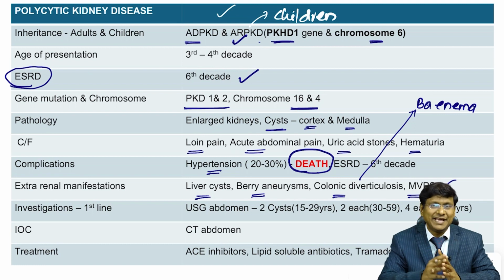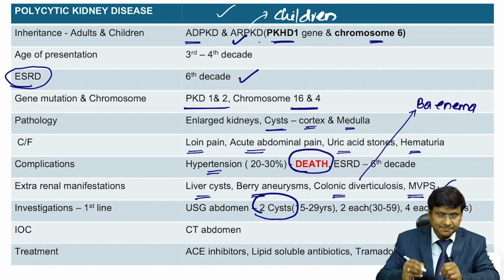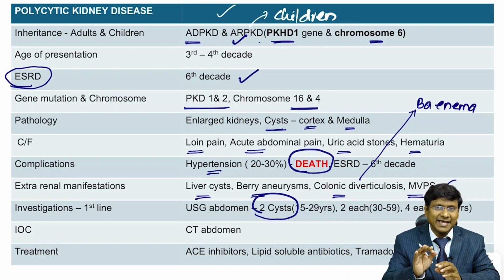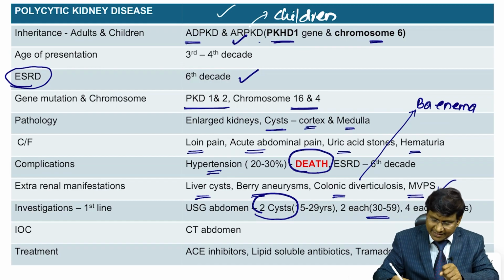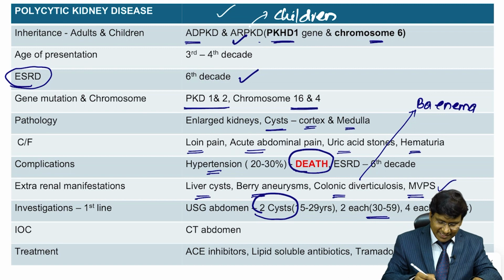Suppose the age of the individual is around 15 to 29 years, there should be 2 cysts, either in each kidney or both the kidneys together, right? And if the age of the individual is around 30 to 59 years, then there should be 2 cysts in each kidney. And if the age of the individual is more than 60 years, then there should be 4 cysts in each kidney. So that is about the first line investigation.